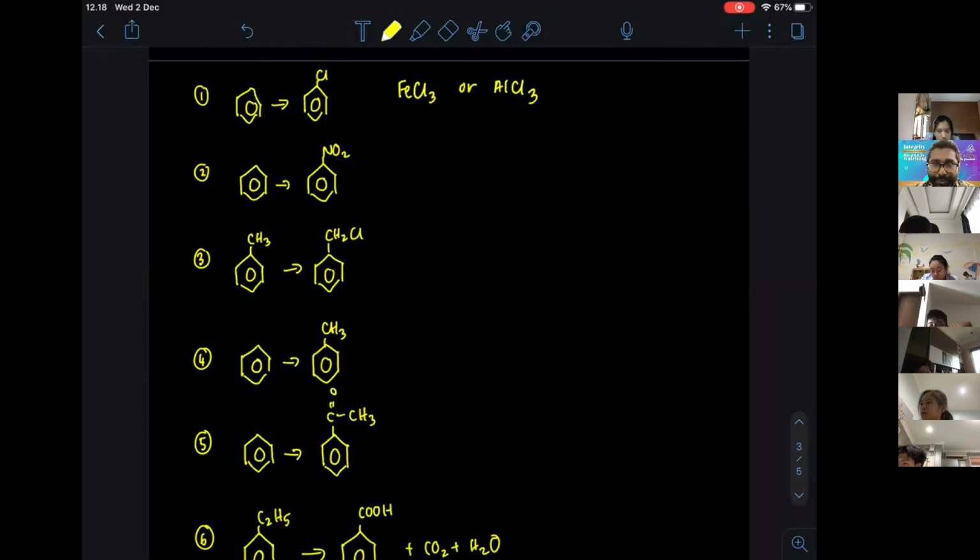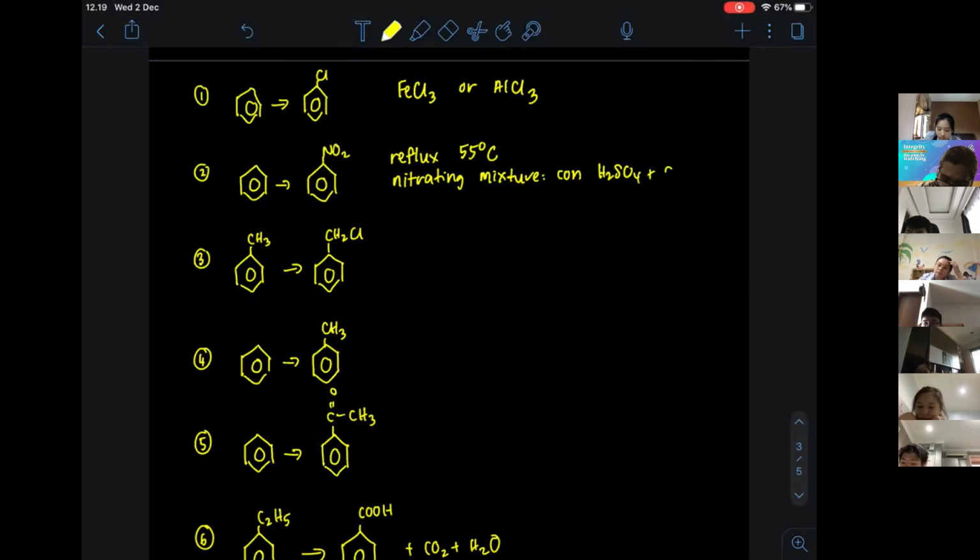For number 2, Gabriela, Nicole, can you tell me what are the conditions that you require for number 2? Reflux and temperature of 55 degrees Celsius. Very good. Reflux at 55 degrees Celsius, and then the use of nitrating mixture. The nitrating mixture must be in the ratio 1:1 of concentrated sulfuric acid and concentrated nitric acid.